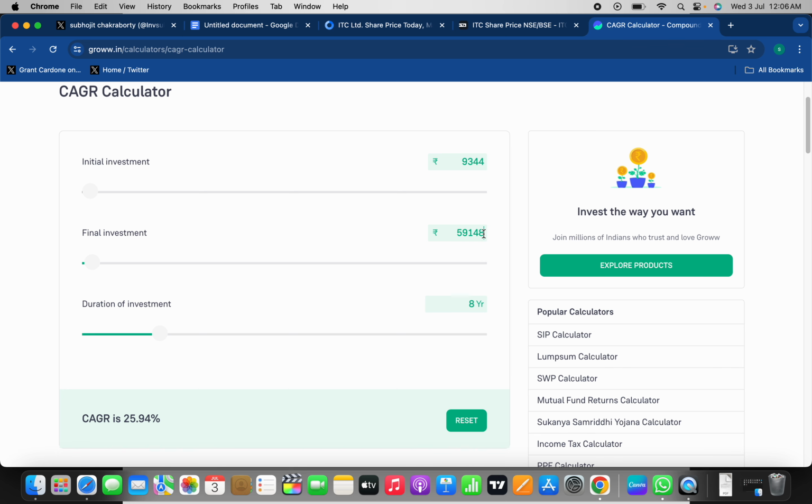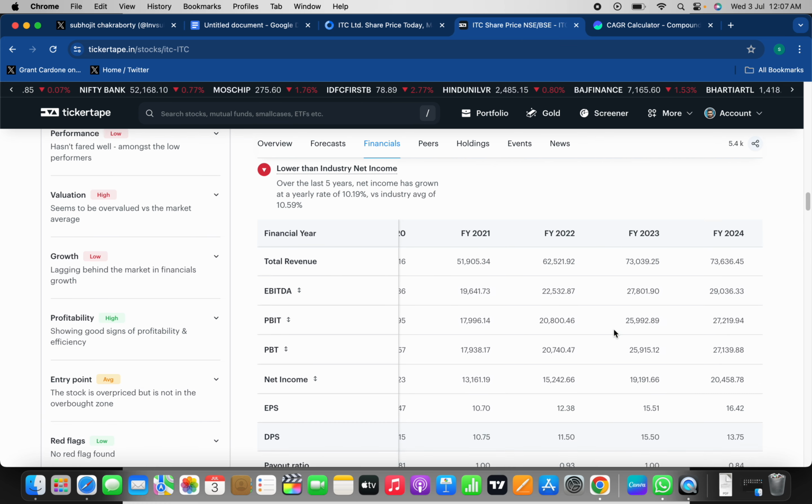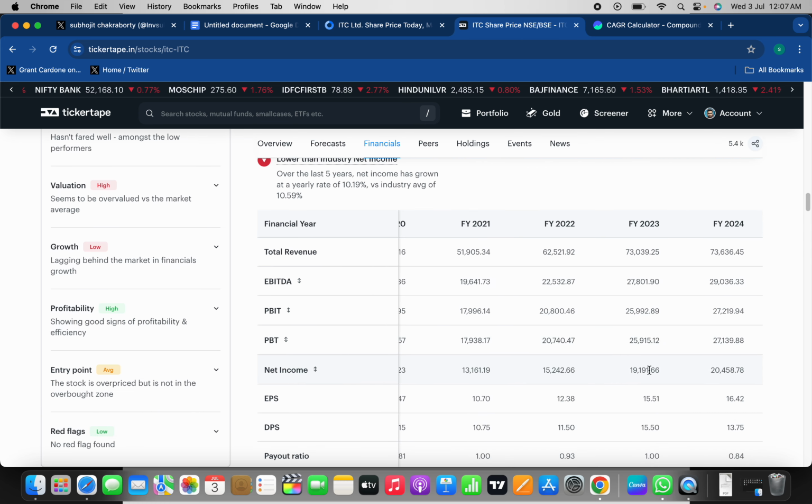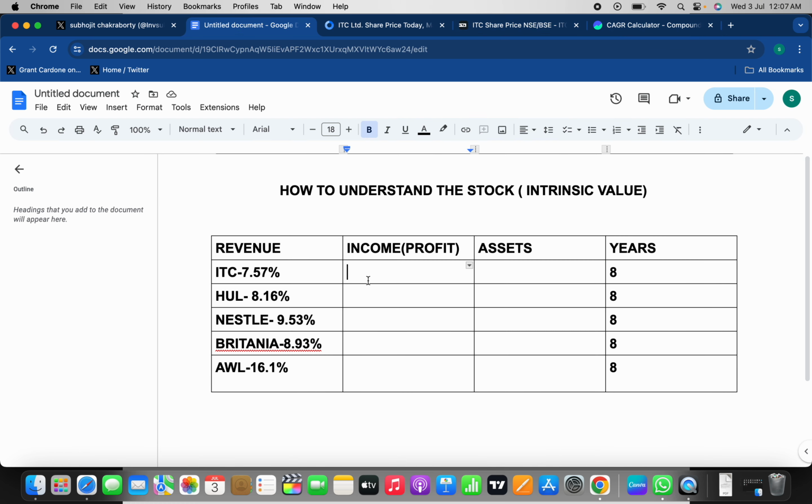And what is the final value after 8 years? That is 2023. 19,191. So 9.41%.